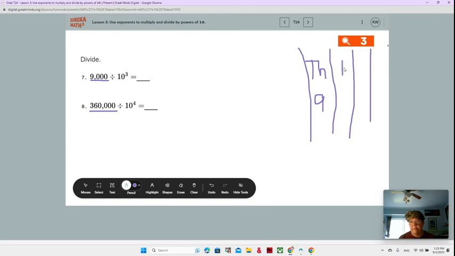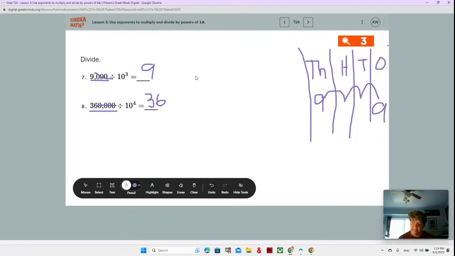So this would be the hundreds. This would be the tens. And this would be the ones. I'm dividing by the power of 10 3 times. So 1, 2, 3. 9,000 is going to become 9. Or I'm dividing, so I'm taking away 3 of my zeros. You see that? Pretty cool. Okay, now I'm dividing by 4. So can I just take away 4 of my zeros? Wow. And my answer is 36. You can also try that on your place value chart if you want to.